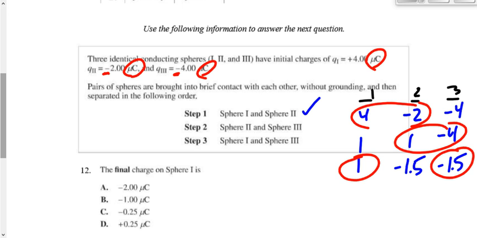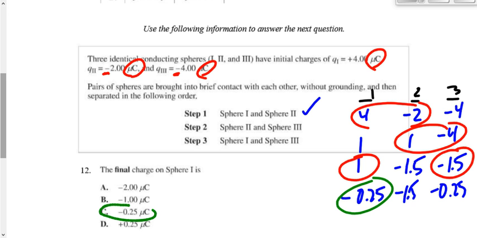1 and -1.5 is -0.5. Divide by 2 gives me -0.25, and -0.25. The second one remains -1.5. All right, there's the final charges on all 3 of them. We want to find the final charge on sphere 1. We see that it's -0.25 microcoulombs, so the answer for that one would be C.